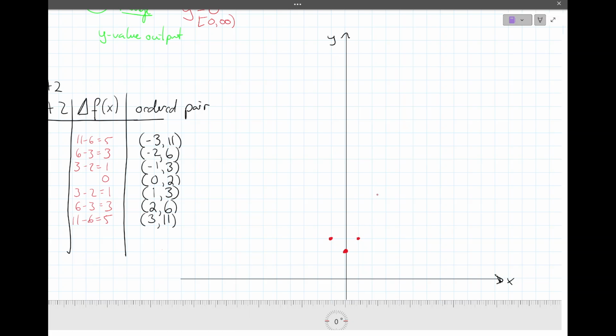2, y value 6, 1, 2, 3, right up here. And by symmetry, I have it right up here. And then the next one is 1, 2, 3, 4, 5. This is 3, 11, and this is -3 and 11. So let's just show it: 0, 2. This is 1, 3. This is 2, 6. And that is 3, 11. And by symmetry, this is -1, 3, -2 and 6, and this is -3 and 11.